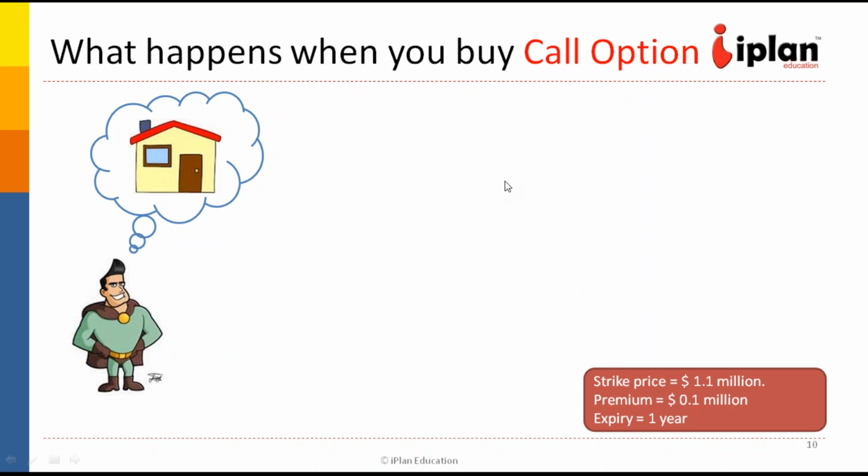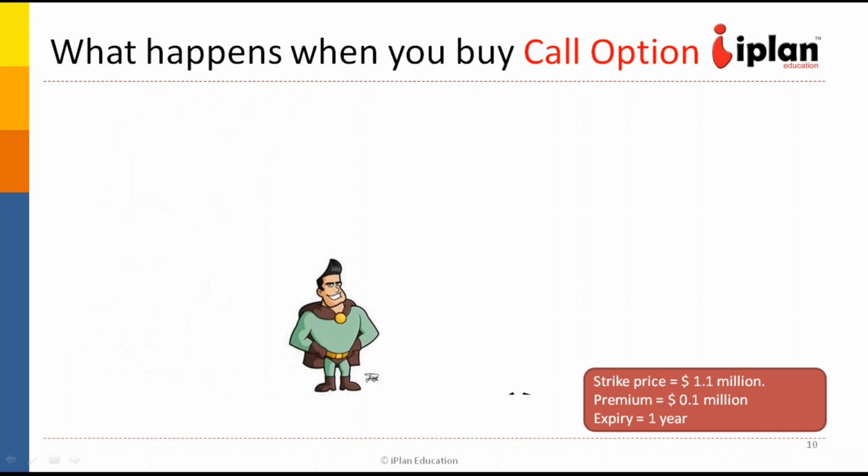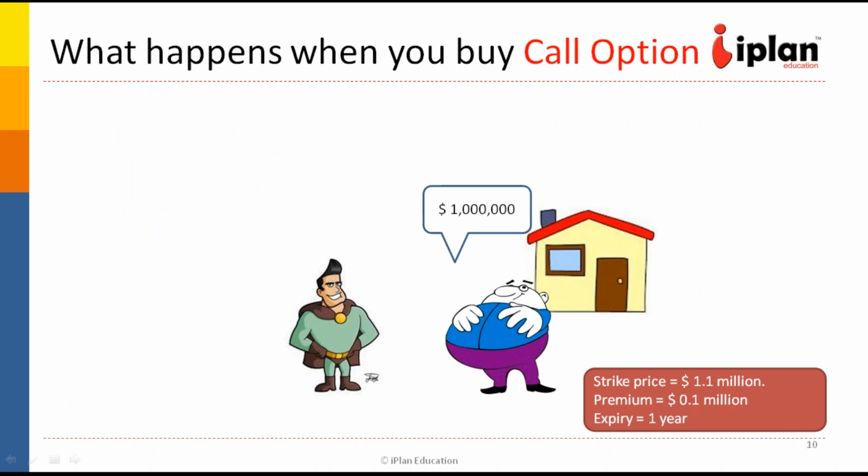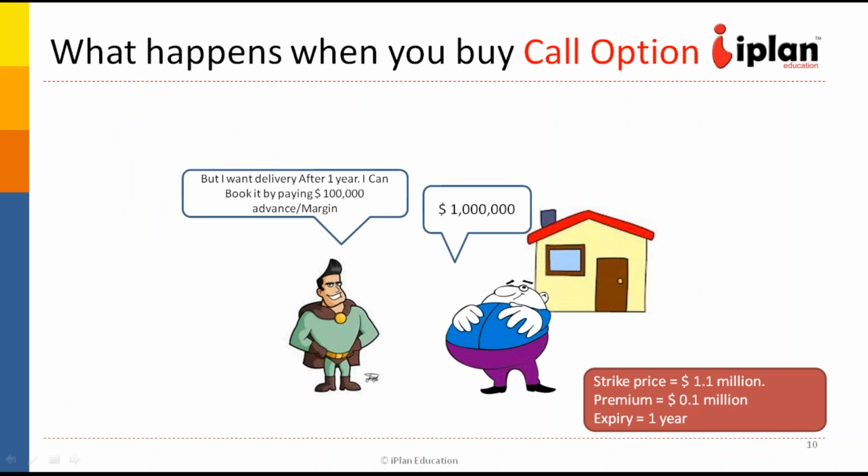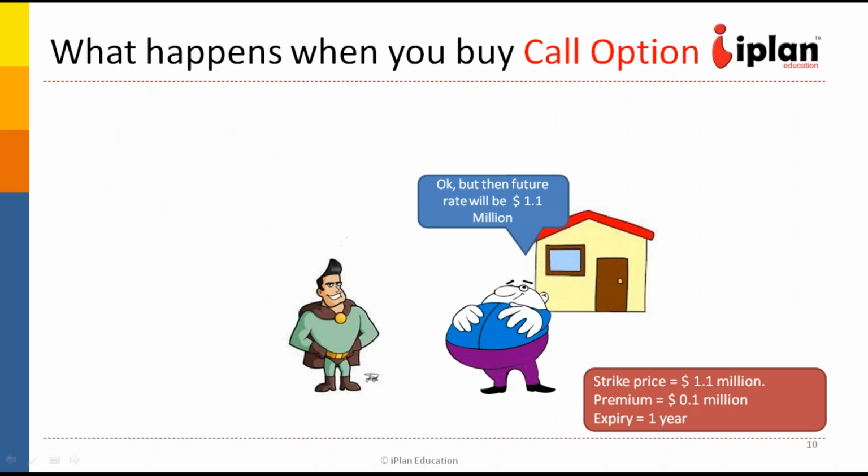So I was discussing what happens when you buy a call option. So this is a house. Let's say you're planning to buy a house. Same as before, you look for a seller. The seller says, I'm ready to sell my house at $1 million. You say, I want delivery after 1 year and I can book it by paying $100,000 as advance money. Then he says the future price will be 1.1 million if you want to take delivery after a year.